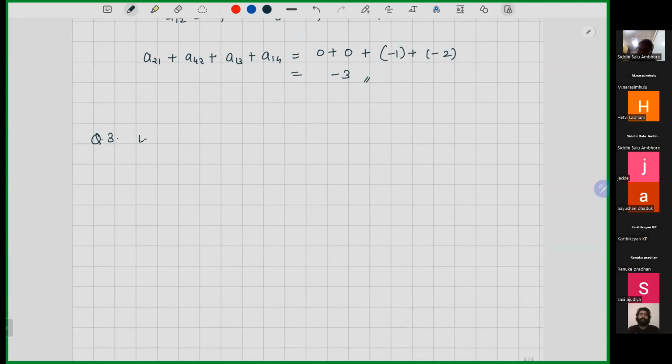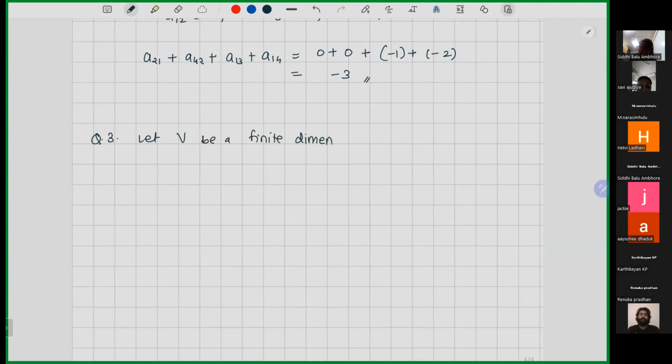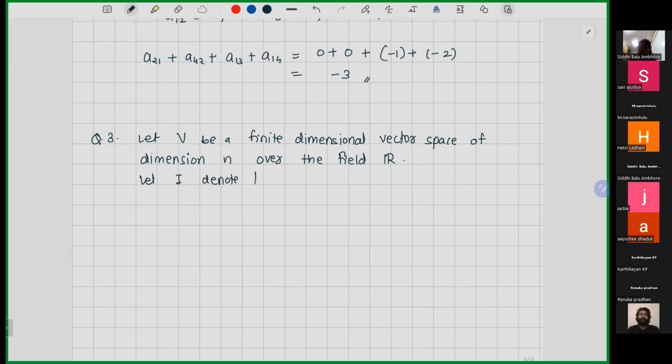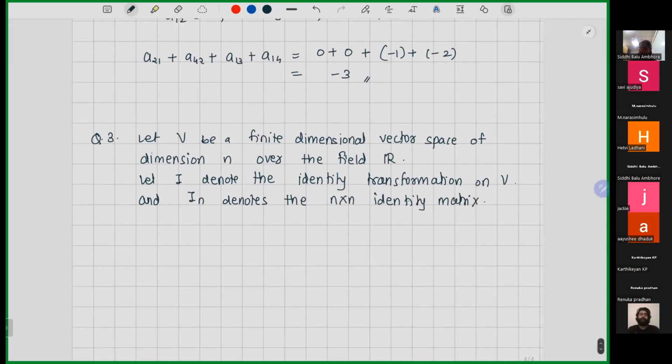But before that, we have this setup for this question: let V be a finite dimensional vector space of dimension n over the field R. So our base field is the set of all real numbers. And let I denote the identity transformation, which means V goes to V. And I_n denotes the n cross n identity matrix. I know you know all this notation, but just a second.